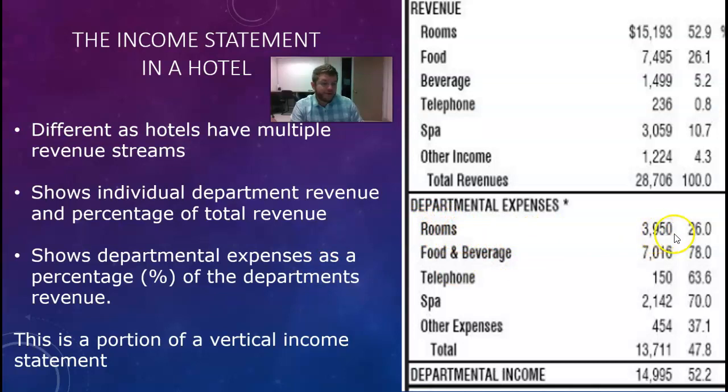Their costs were $3,950. Their rooms revenue that they brought in was $15,193. Essentially this is showing that their cost was 26%. So $4,000-ish is 26% of the room revenue. Food and beverage, $7,000. Their cost is 78% of the food department. Telephone is 63% of the telephone revenue, and so on. And that gives us an actual analysis of individual departments and how they're operating as just that department, not as the greater whole.